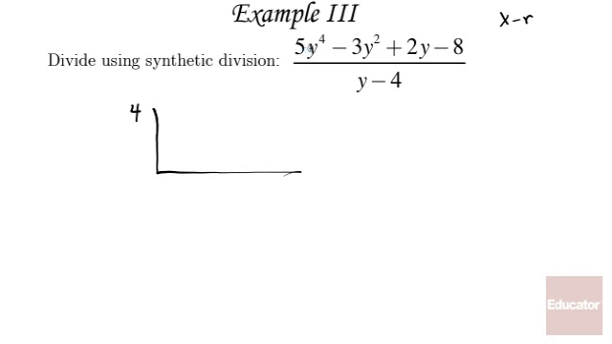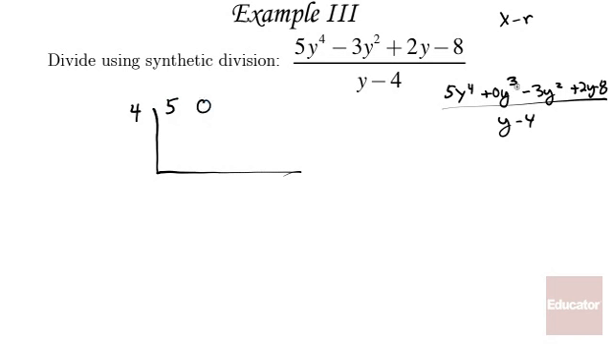And I'm looking, and I have y to the 4th. I do not have y to the 3rd. I have y to the 2nd, y, and a constant. So I'm going to rewrite this, using 0 for my coefficient with the missing term. So I have a missing y cubed term, and I'm going to rewrite it, and the coefficient's 0 to use that as a placeholder. So this is really what I'm going to do. Okay. Now, I'm going to use these coefficients. I have 5, 0, negative 3, 2, and then my constant, negative 8.